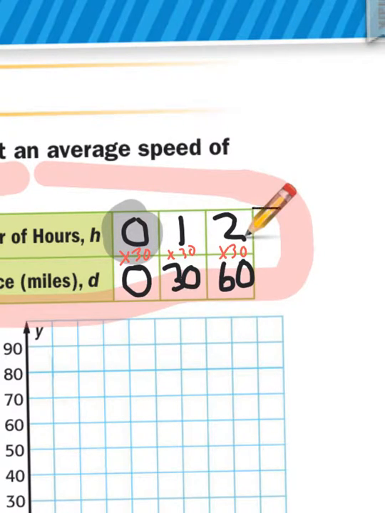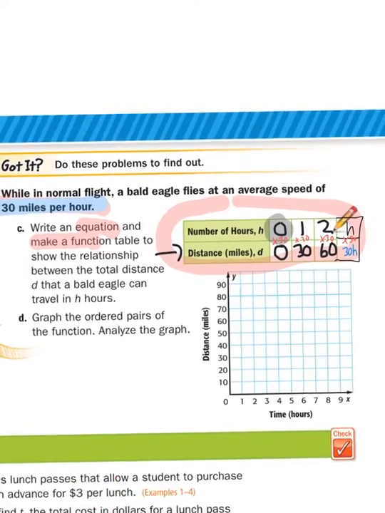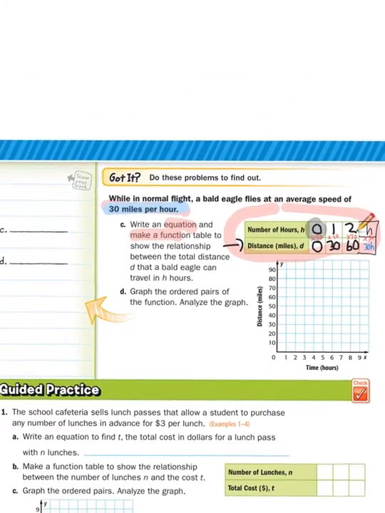So if you can imagine, in h hours, if you multiply by 30, you are going to get 30h. Now, here's what you've got to do. You've got to now write your equation.